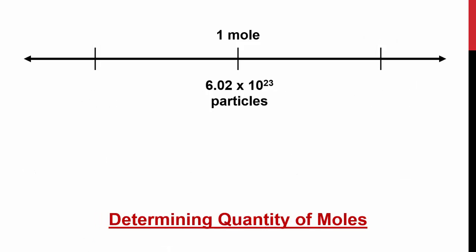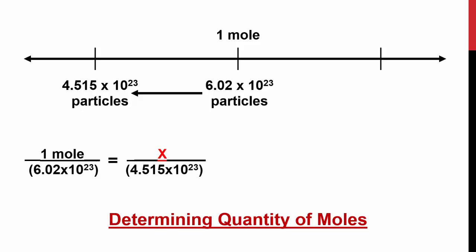So again, 1 mole contains 6.02 times 10 to the 23rd particles. But now let's say we have 4.515 times 10 to the 23rd particles. How many moles is that? Again, set up a ratio. 1 over Avogadro's number is equal to unknown amount of moles over 4.515 times 10 to the 23rd. So when you cross multiply and do division, you will get 0.75 moles.